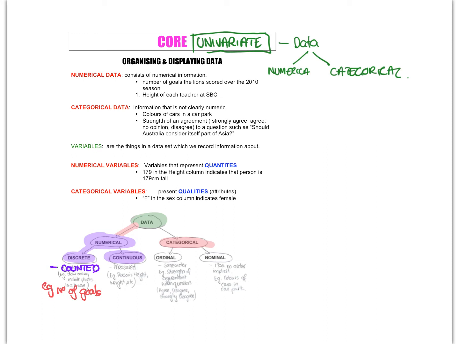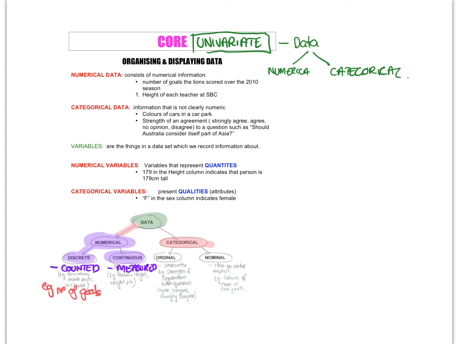If it's continuous numerical, it's often measured. If you think about it, say your height, your weight, that's measured. Maybe we measure the time you take to run 100 meters. That's also measured, so that would be continuous. You've got to be really careful about how it was collected or measured. So measured is continuous.